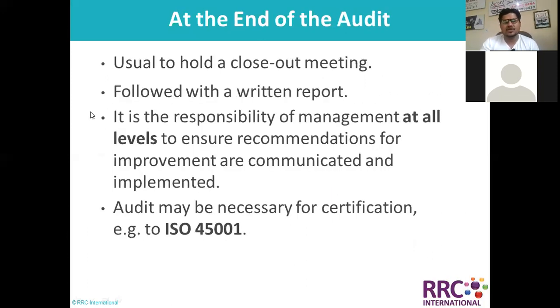So at the end of the audit, you need to hold a close out meeting followed with a written report. Now, how to write an audit report is another skill, a detailed pattern, what exactly we have to write in the report. It is the responsibility of management. But remember, in the audit report, you will start with positivity. What positive things you have noted in that particular department or even in a company. So your audit report must start with positive insights. And then you move on with some sort of opportunities for improvement or observations. And ultimately at the end, you highlight minor or major NCRs.